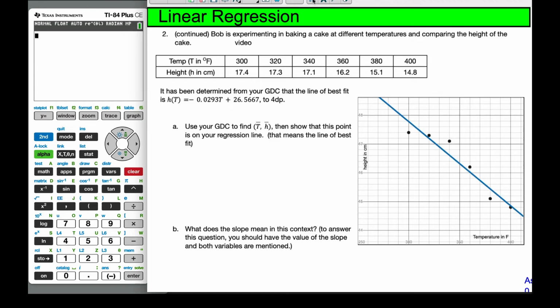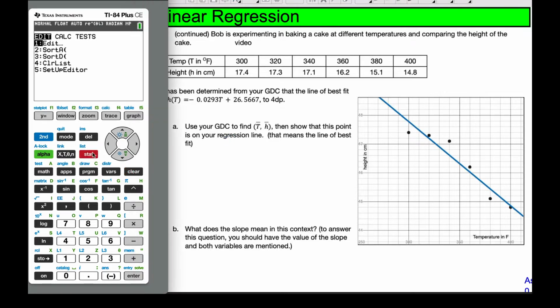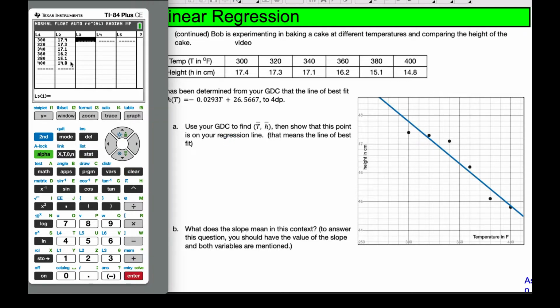All right, so Mr. Robs here today, and we're continuing linear regression part 2. In this scenario, we have the cake temperature, at different temperatures. It creates cakes of different heights. And we were able to determine from our GDC the line of best fit in this scenario, and here was our line here.